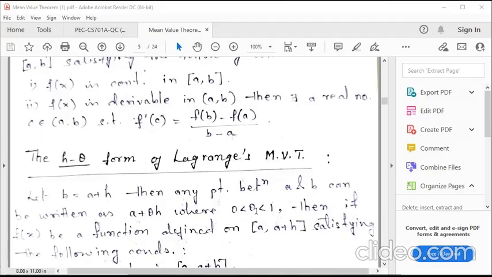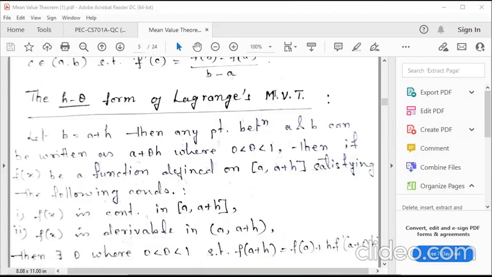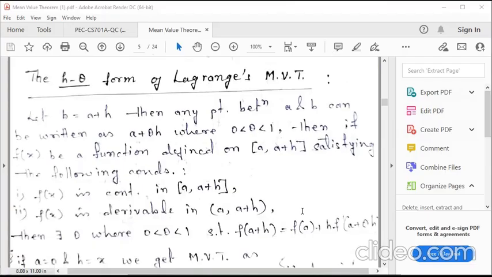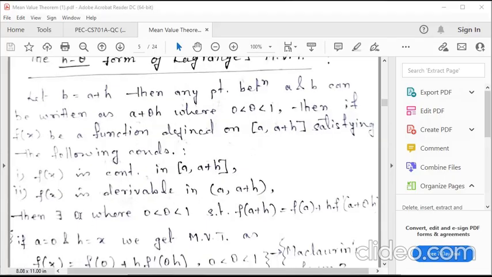Then if a function is defined, the same function as we have defined in the previous definition, is now defined in the interval a and a plus h, satisfying the following conditions. Similarly, all the conditions will change. f(x) is continuous in the closed interval a to a plus h. It will be derivable in the open interval a to a plus h. And there exists theta, where theta lies between 0 and 1, such that f of a plus h equals f of a plus h f dash a plus theta h.